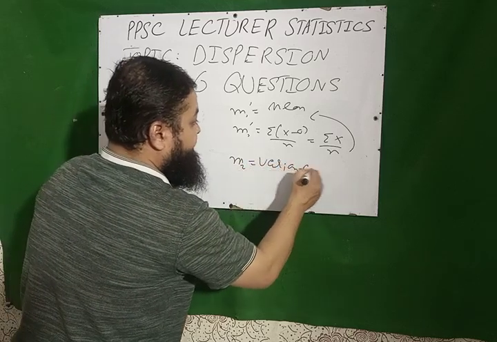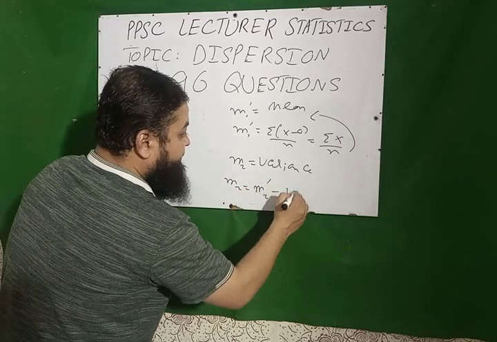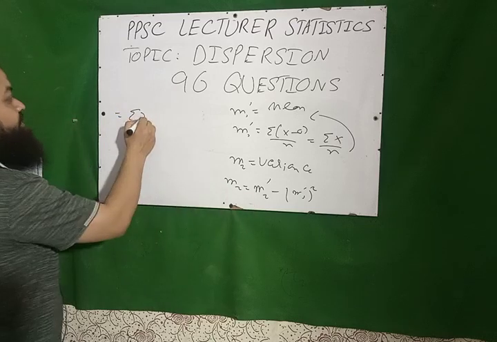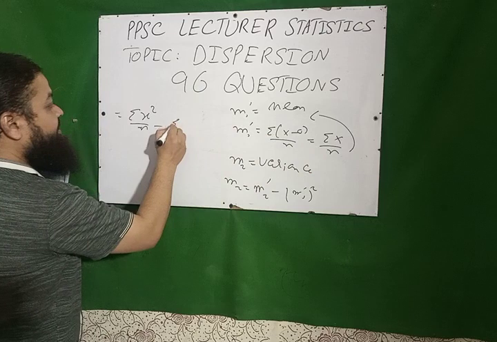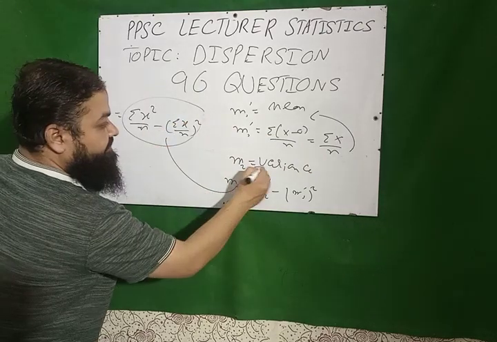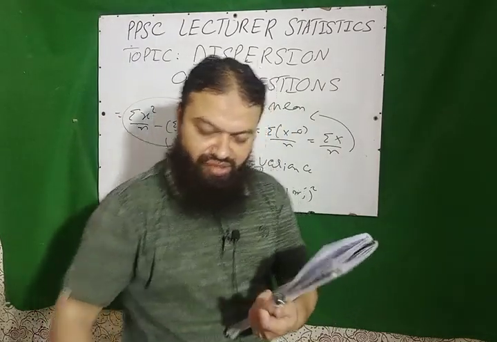Why is it equal to variance? Because m2 is equal to m2 prime minus m1 prime whole square, and m2 prime is summation x square over n, minus m1 prime, as we have discussed, summation x over n whole square, and this is the formula of variance.